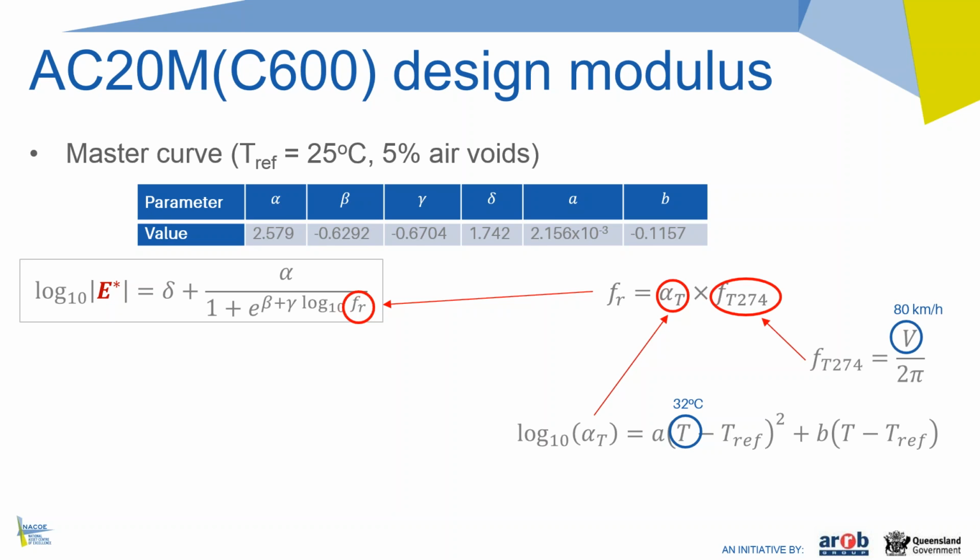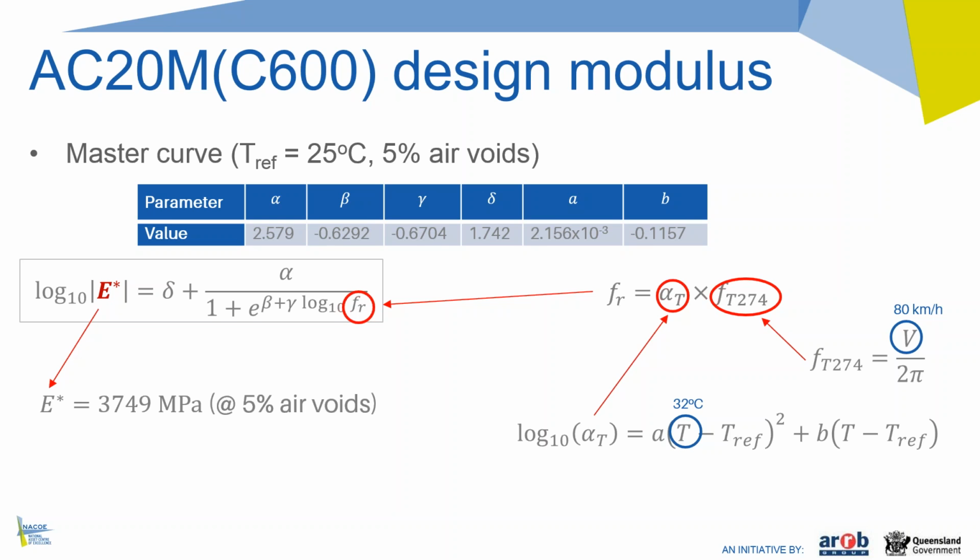We can convert the heavy vehicle speed into the equivalent test flexural modulus test frequency using that formula there, which is just the speed divided by 2 pi. So now we can sum everything into the equation on the left hand side, and we end up with E star equals 3,749. That's at 5% air voids, which is the test air voids.